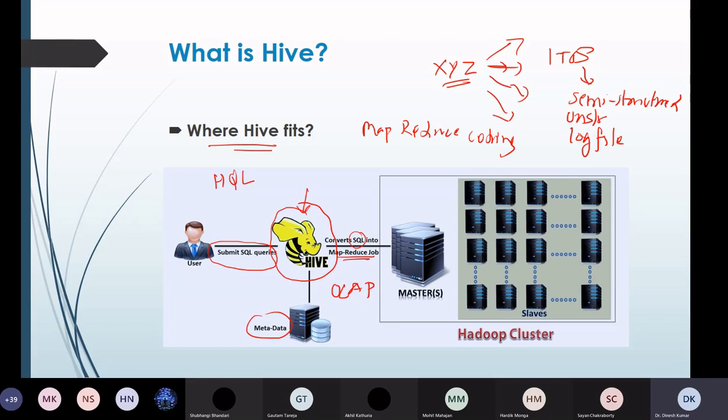Right. So what are the components of this particular architecture? Because here I have shown only a single component, the icon of the Hive architecture. But there are a number of components which do the job of converting the queries into MapReduce jobs and then processing them in the Hadoop cluster.